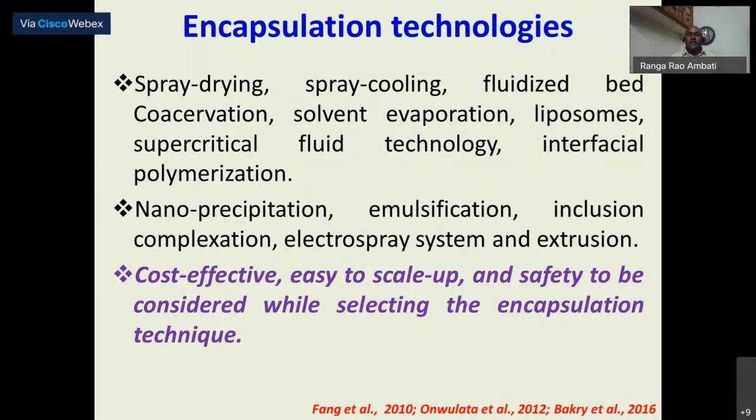And encapsulation technologies. What are these technologies? There are several technologies people are using: spray drying, spray cooling, fluidized bed, coacervation, solvent evaporation, liposomes, supercritical fluid technology, interfacial polymerization, nanoprecipitation, emulsification, electrospray, and extrusion. These are some of the nanotech encapsulation technologies people are using. When you select an encapsulation technology, we look at whether it is cost effective, easy to scale up, and safe. So these should be considered when you select the encapsulation technology. Next slide, please.